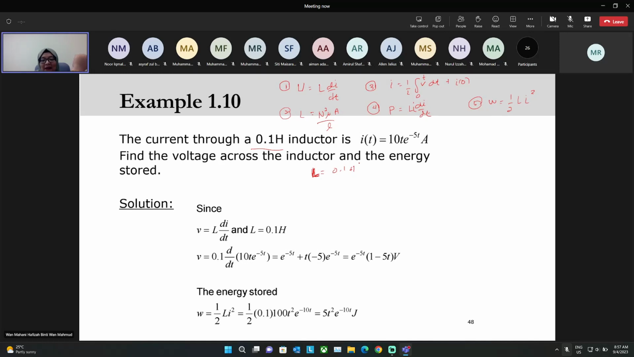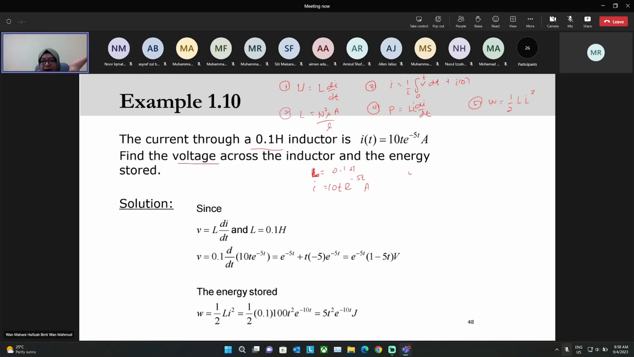L is given as 0.1 Henry. I is also given as 10t exponential negative 5t ampere. Find the voltage across the inductor and the energy stored. Okay, they want V. So which equation should we use? You have L, you have I. Which equations do you need to use? Equation first. Yeah, equation first.